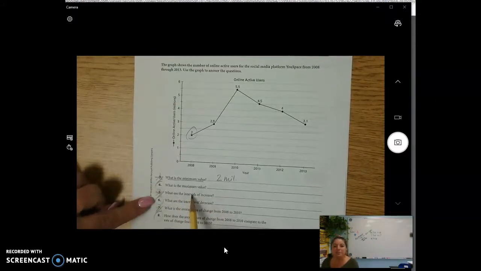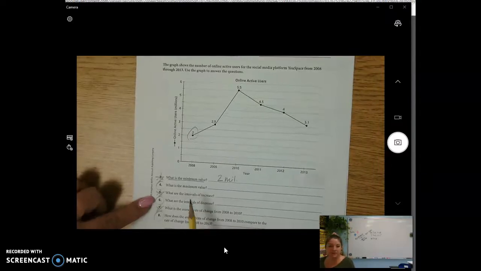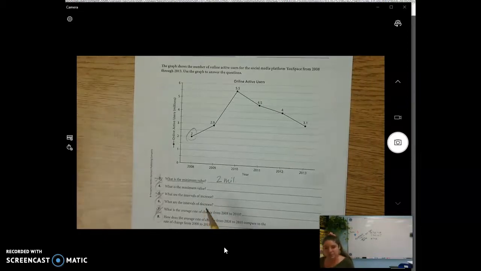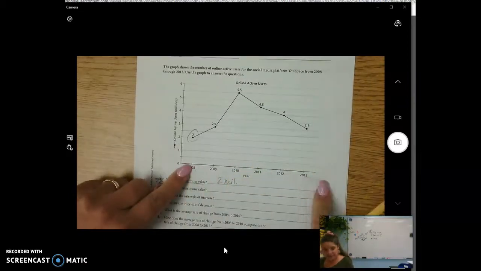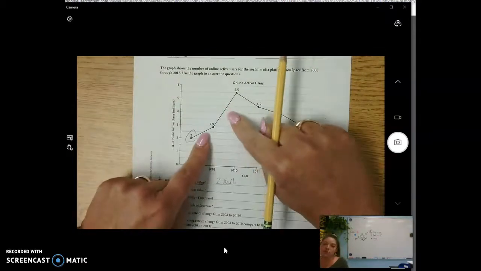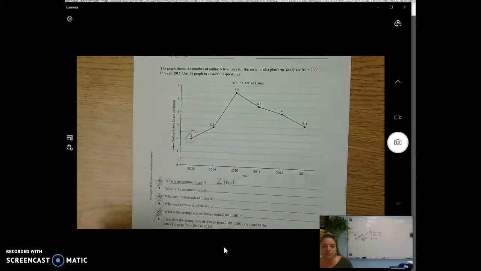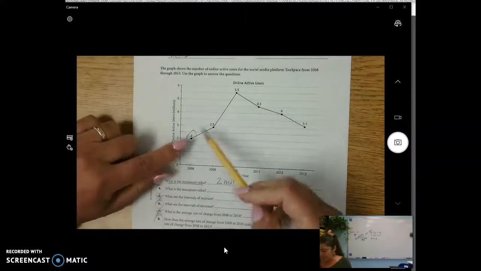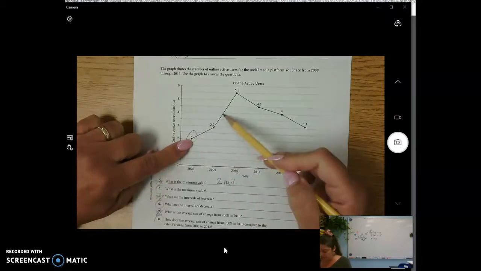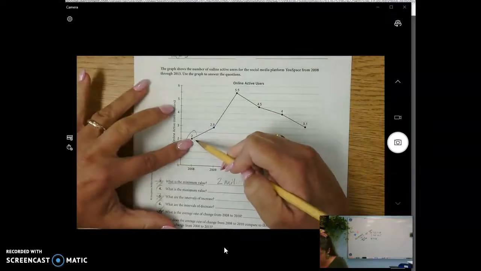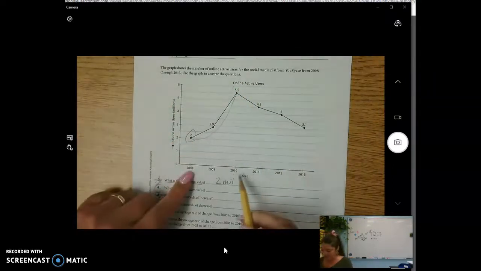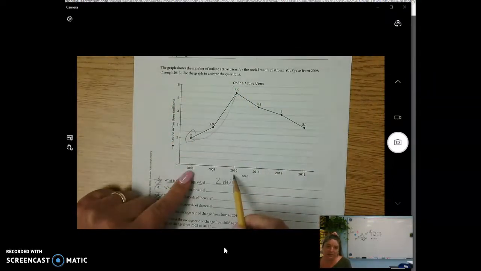Number 5, what are the intervals of increase? Now, this is why I'm doing this with you, because remember, for intervals, we're looking at the x values, right? When is it increasing, when is it going up? So there's actually 2 of them, but this is what is really, really huge to know, okay? Between 2008 and 2010, because these are both increasing, if this was a nice smooth curve and it was going up, you could say that the interval was between 2008 and 2010, but it's not.